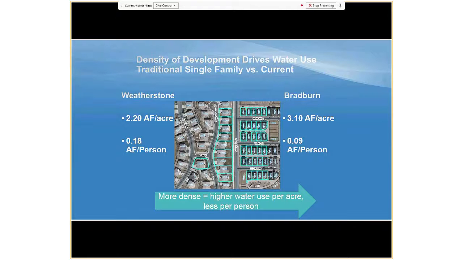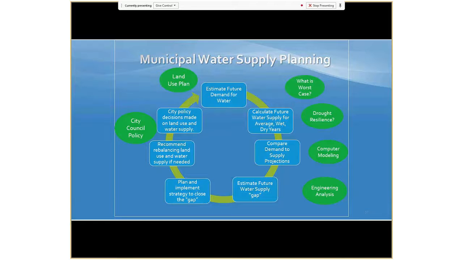So this shouldn't surprise anybody. The density of development drives water use. And so the more dense you get, you use less water per person, but obviously more acre feet of water per acre of total development. Again, not terribly surprising, but we have been studying that and have quite a bit of data on it. Let's go to what should be my last slide here.